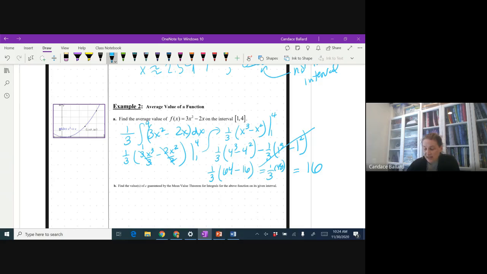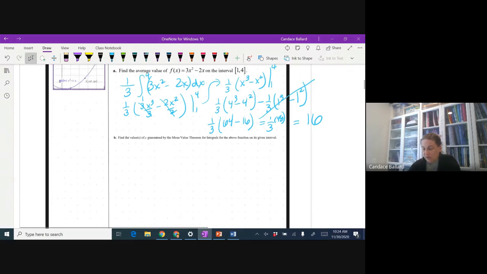All right, so again, we're going to find the values of c guaranteed by the mean value theorem for integrals for the above function on its given interval. So what do I need to do to actually find the values of c? What's the process? Can you take a minute and explain it to me in the chat, please? So what did we do on the other problem?